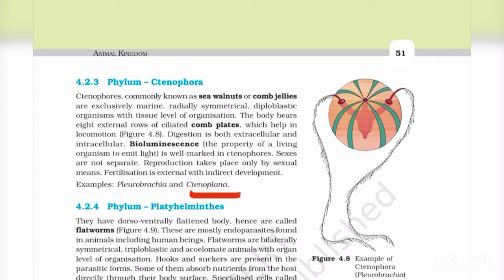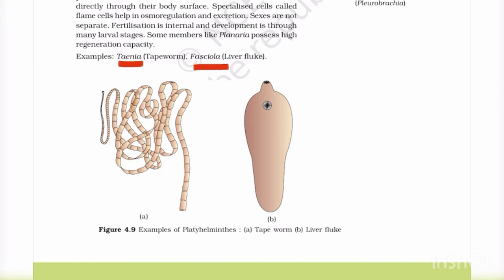4.2.4 Phylum Platyhelminthes. They have a dorsoventrally flattened body, hence are called flatworms, figure 4.9. These are mostly endoparasites found in animals including human beings. Flatworms are bilaterally symmetrical, triploblastic and acoelomate animals with organ level of organization. Hooks and suckers are present in the parasitic forms. Some of them absorb nutrients from the host directly through their body surface.